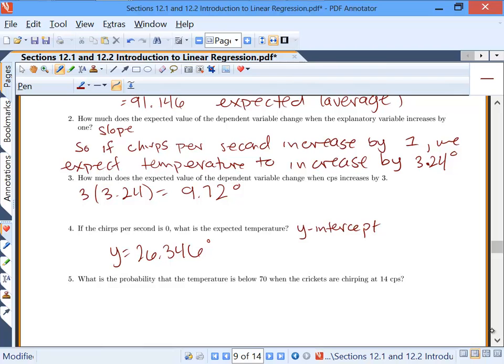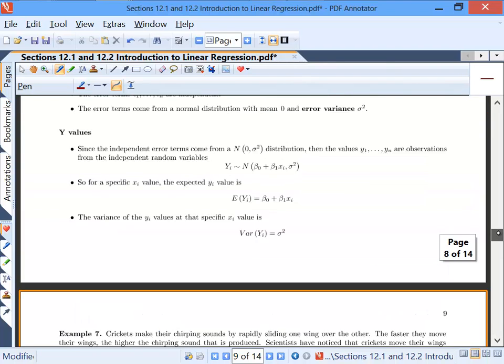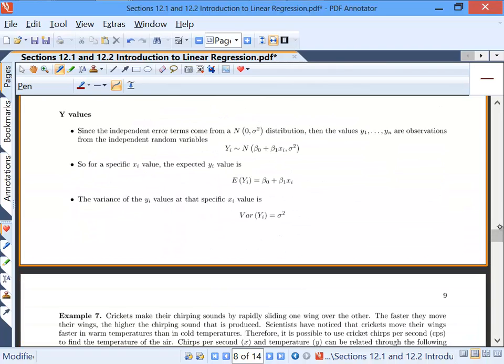We're actually going to go back to the fact that all of your y values at any specific x value are normally distributed with the expected value and the variance. So anytime things are normally distributed, we can use all of the things we learned about finding probabilities for normal distributions.